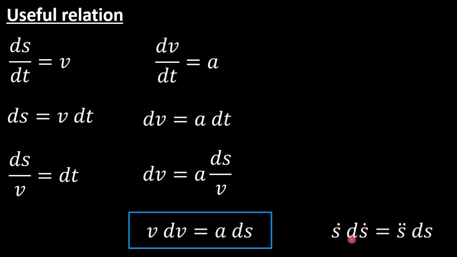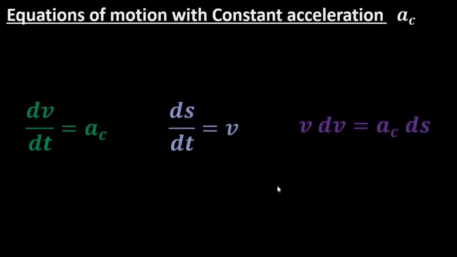And we could have written this equivalently as s dot times ds dot equals s double dot times ds if we want everything there in terms of s. These are the three equations we're going to use to derive the equations for rectilinear motion with constant acceleration. So the a subscript c there just means constant acceleration.